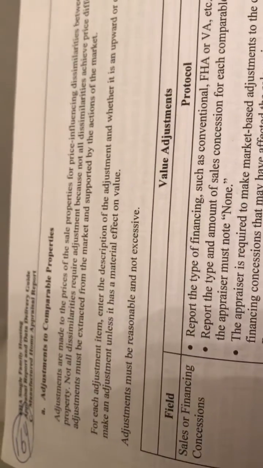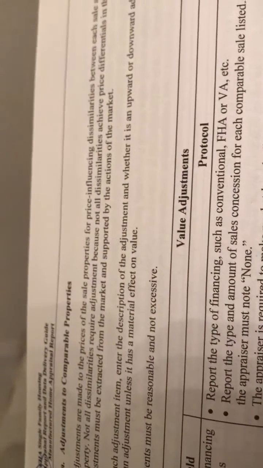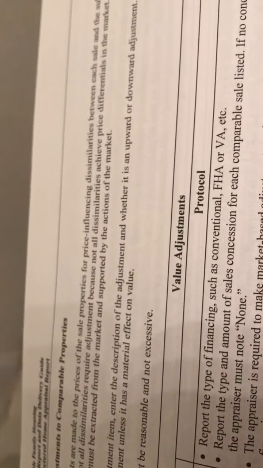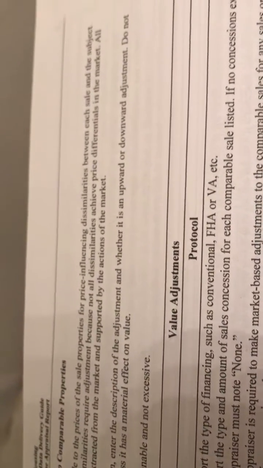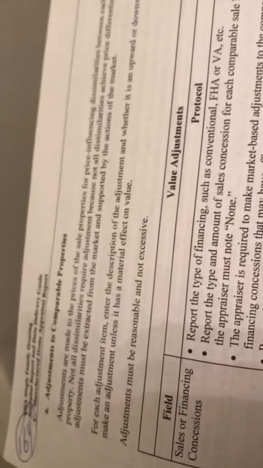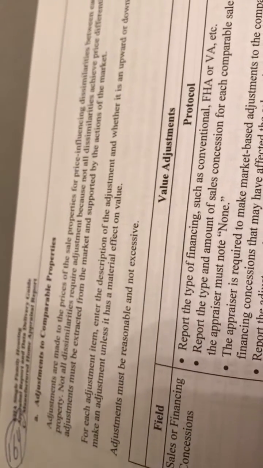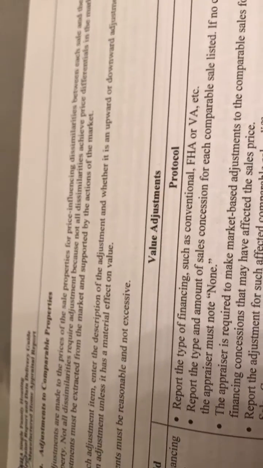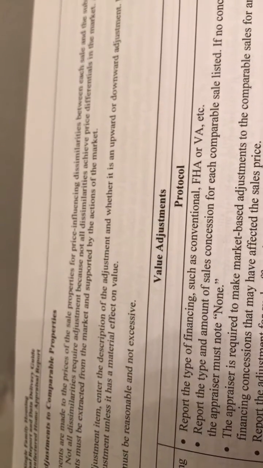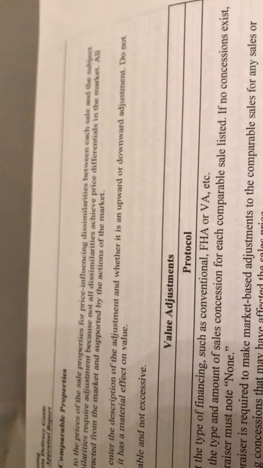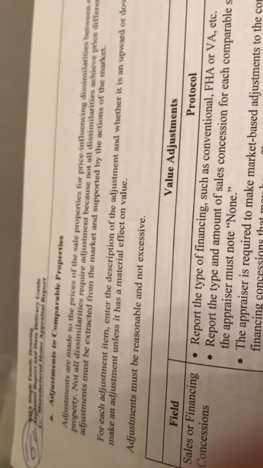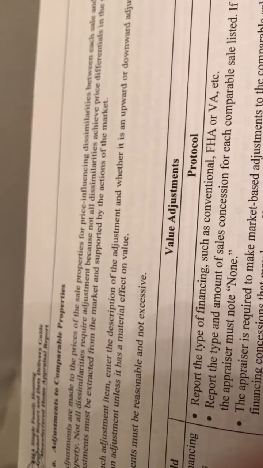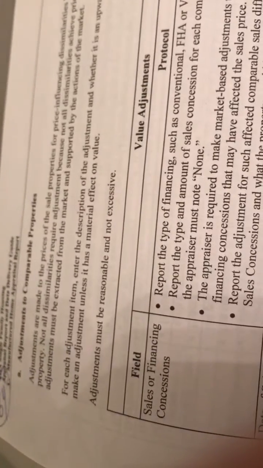Adjustments are made to the prices of the sale properties for price influencing dissimilarities between each sale and the subject property. Not all dissimilarities require adjustment because not all dissimilarities achieve price differentials in the market. All adjustments must be extracted from the market and supported by the actions of the market.